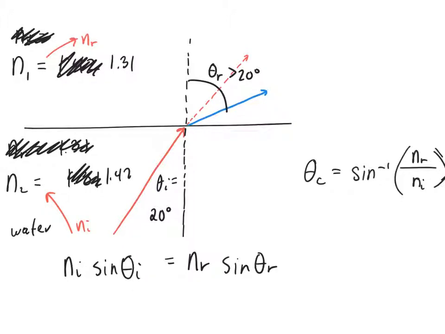Either way. So to answer your question, Darren, it says find the critical angle for this substance, and in which substance does total internal reflection occur? Well, total internal reflection occurs in this substance for sure, because it's not going to be able to escape. It's going to get bent back in. This is NI, which is 1.42. So the critical angle is going to simply be sine inverse of 1.31 over 1.42, and that'll give you some angle.